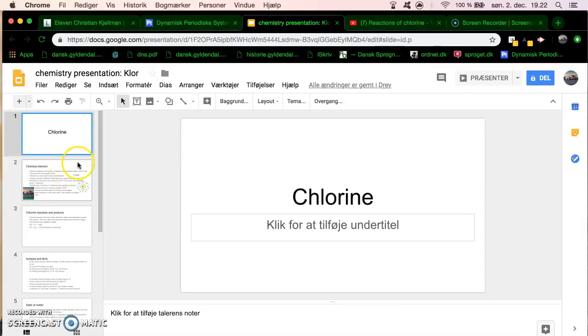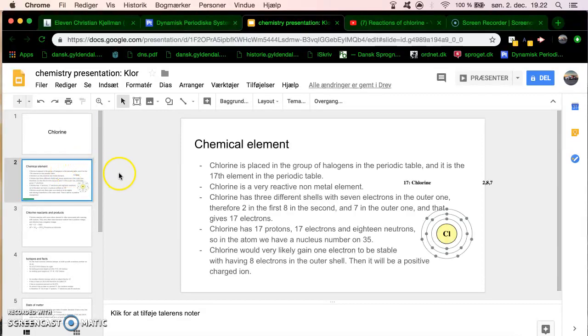Chlorine is a very reactive nonmetal element. Chlorine has 3 different shells with 7 electrons in the outer one, and that gives us therefore 2 in the first, 8 in the second, and 7 in the outer one, and that gives us 17 electrons. Chlorine has 17 protons, 17 electrons, and 18 neutrons. So in the atom we have a nucleus number of 35.